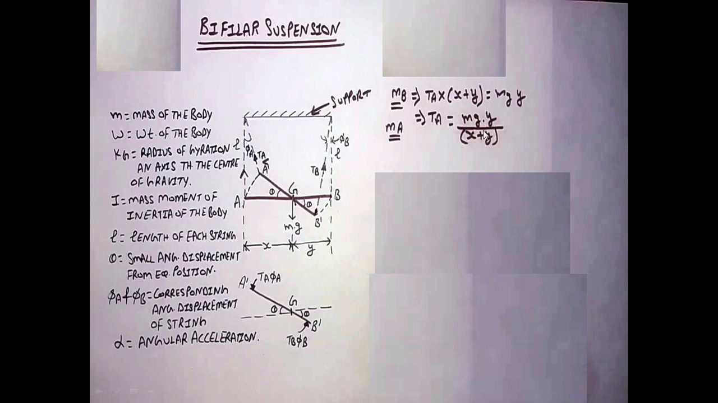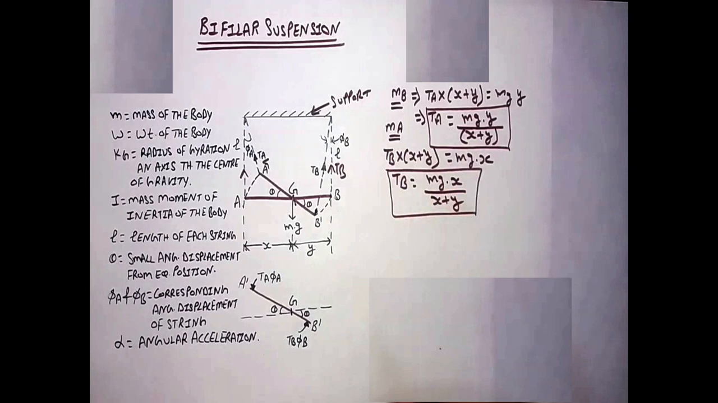So the tension in the string, TA, is equal to mg times y upon x plus y, if we take the moment at point B. And if we take the moment at point A, then we can find the tension in string B, which is equal to mg times x upon x plus y.